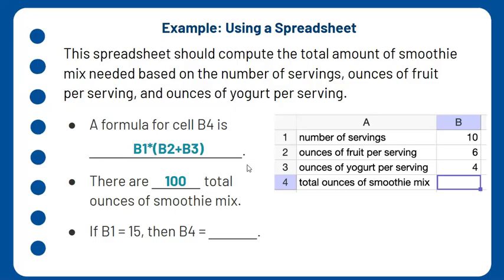Now we're going to see what happens if the value in cell B1 is changed to be 15. This would mean that we are now calculating 15 times 6 plus 4. The output of the formula, represented by cell B4, would now be 150.